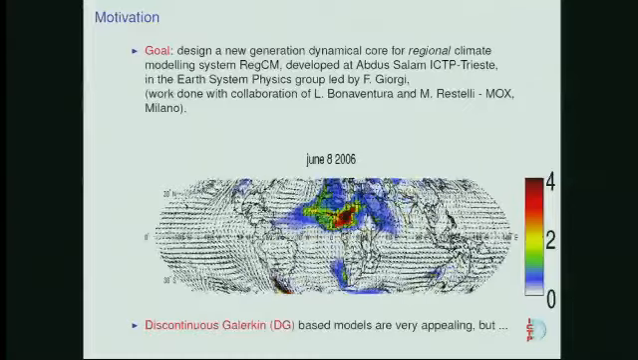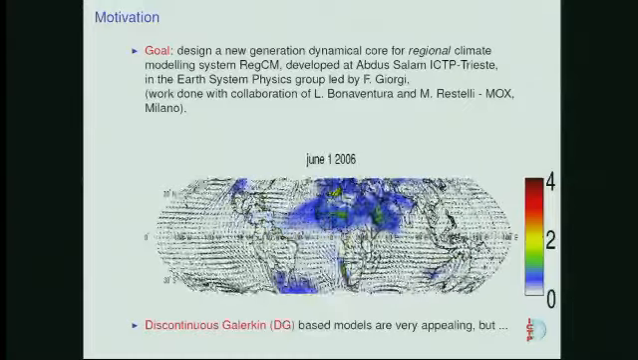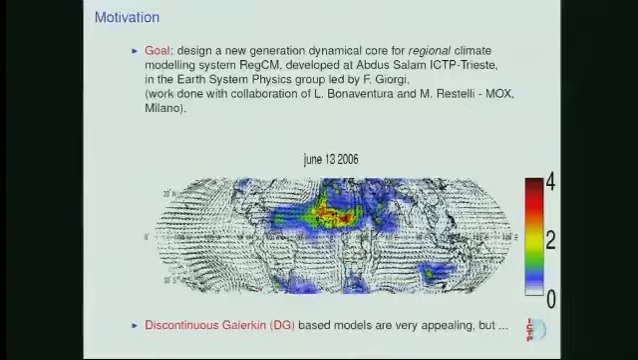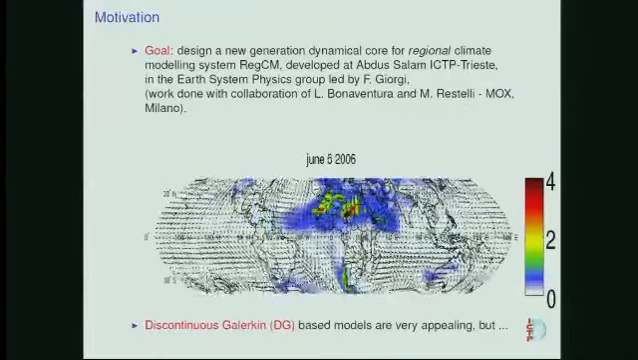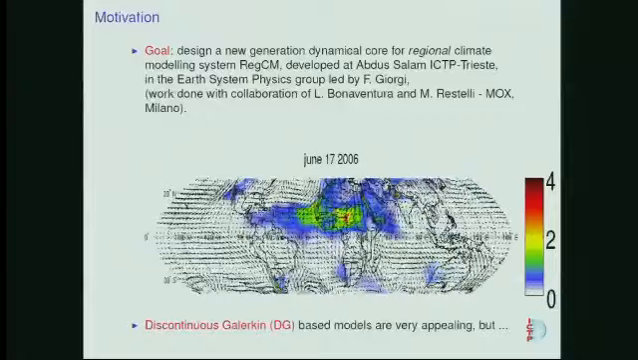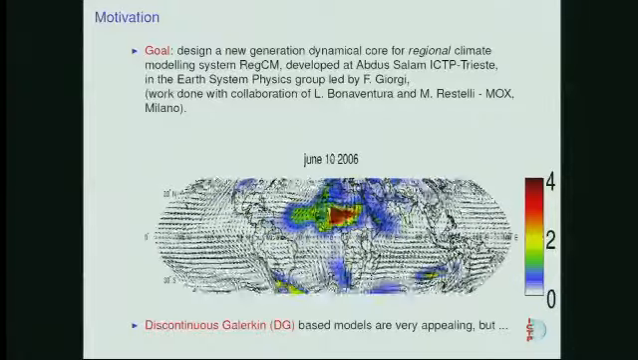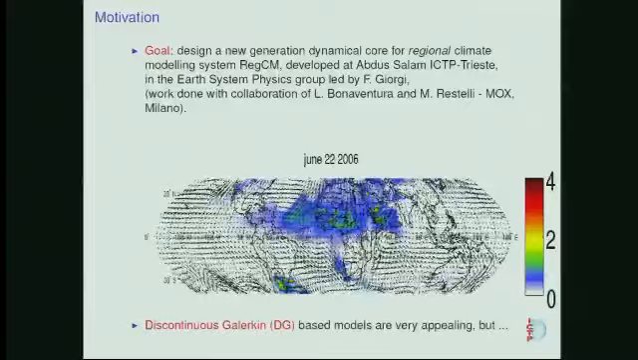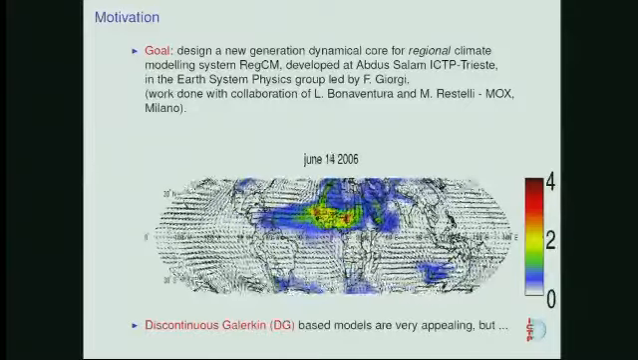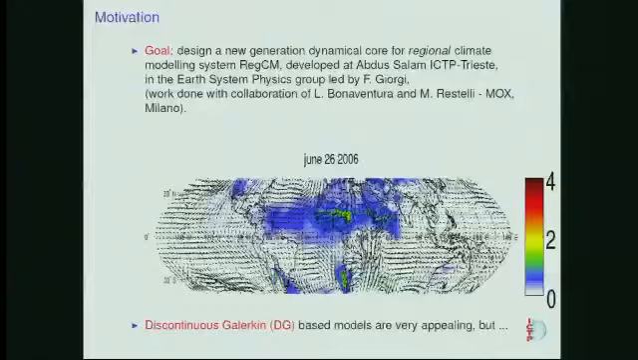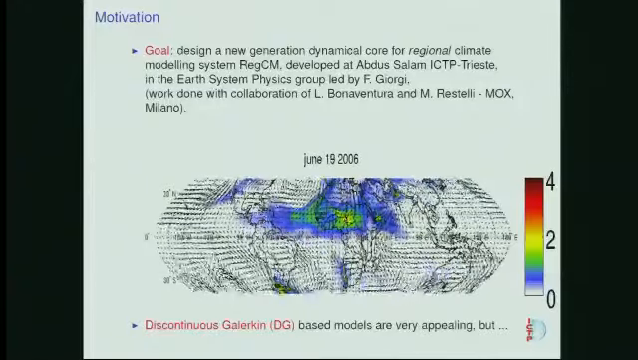So the framework: our goal is to design a new non-hydrostatic dynamical core for the regional climate model RegCM developed in Trieste by the climate group of ICTP, led by Filippo Giorgi. Here you can see an example of application of this climate model in simulating a dust cloud over Sahara. In this updating of the dynamical core work, I'm collaborating with Dr. Bonaventura and Dr. Estelli in Milan.